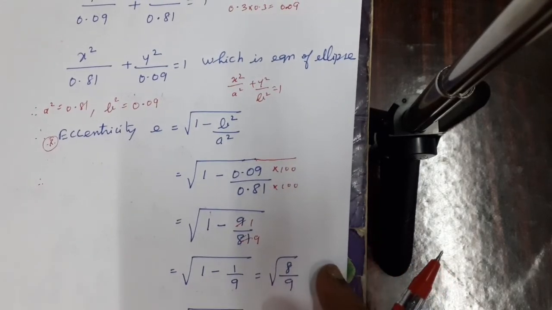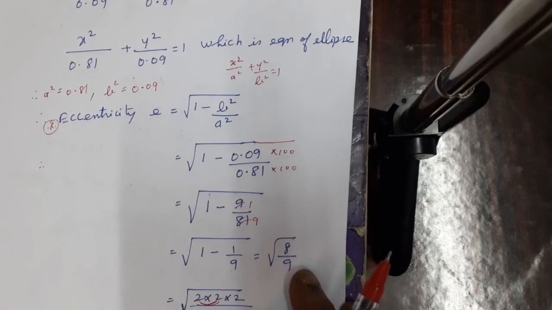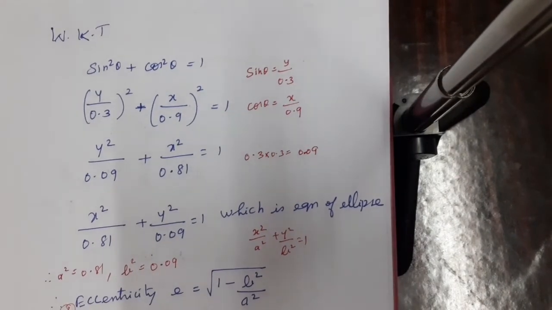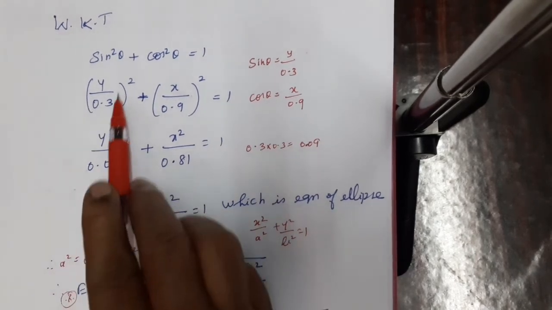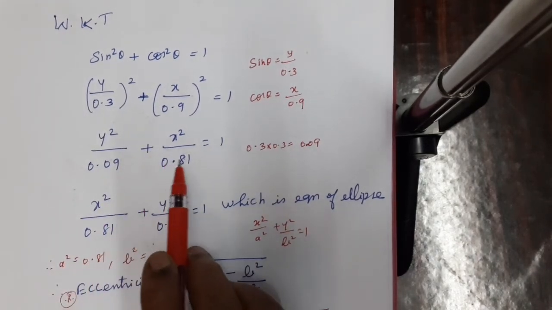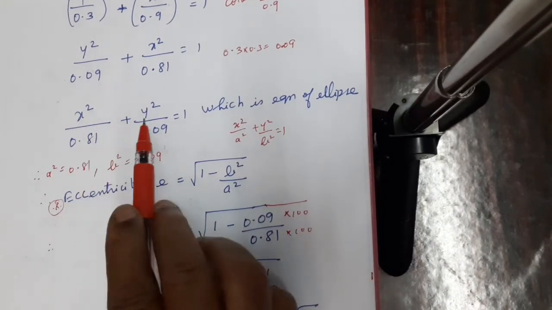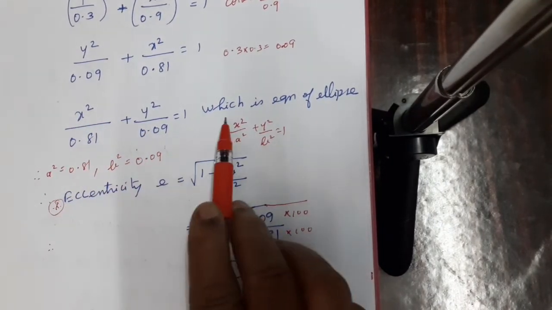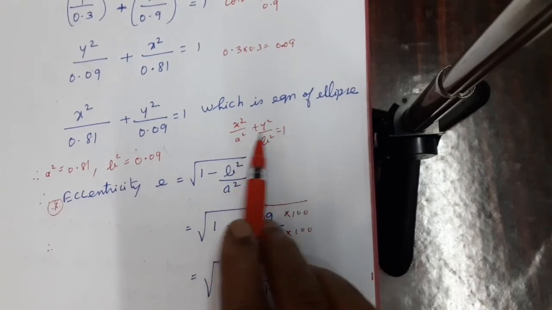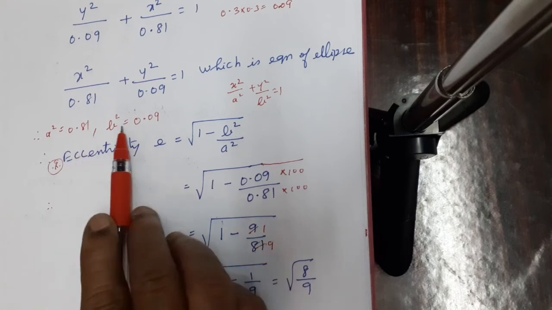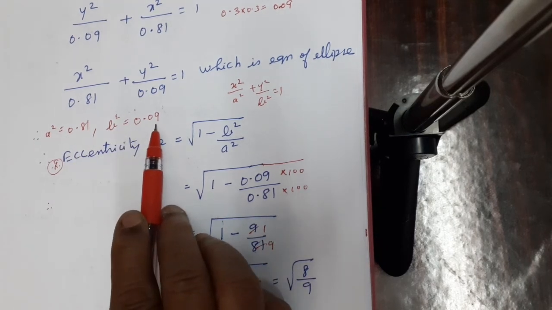Substitute the sin and cos values in this identity. Afterwards we get y square by 0.09 plus x square by 0.81 equal to 1. Rewriting in the form x square by a square plus y square by b square equal to 1, which is the equation of the ellipse, we get a square equals 0.81 and b square equals 0.09.